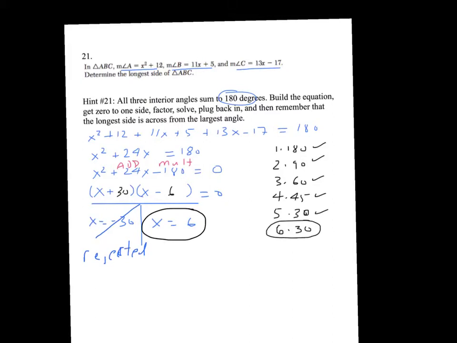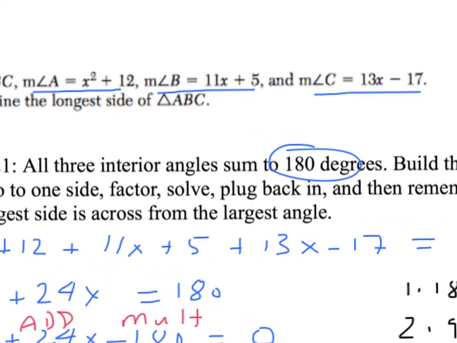And I'm still not done. There's a lot of work involved. I got to take that 6 and plug it into each of the situations here. So 6 squared plus 12 is 36 plus 12, which is 48 degrees. So the measurement of angle A is 48 degrees. If x is 6, and I'm plugging that in for B, I get 66 plus 5, which would be 71 degrees. So the measurement of angle B is 71 degrees.